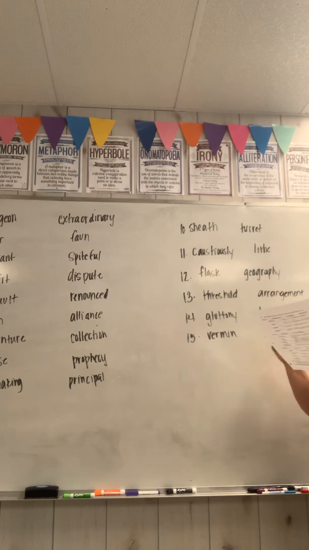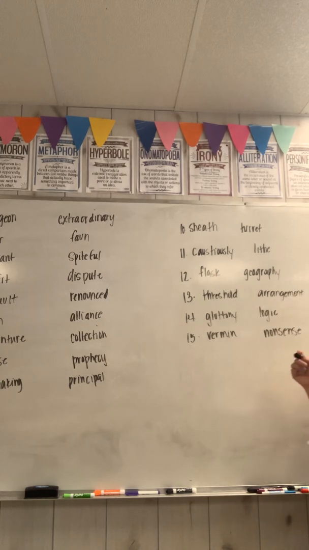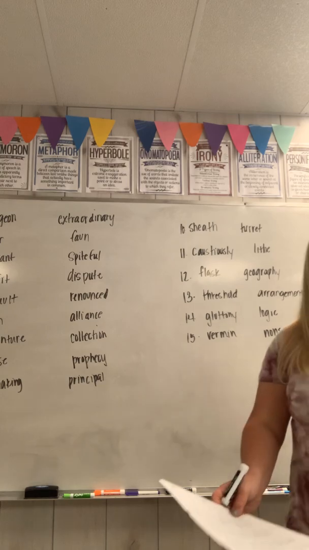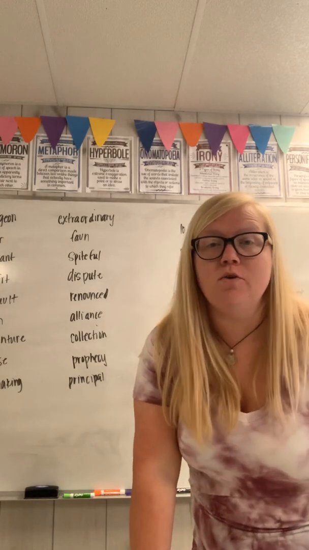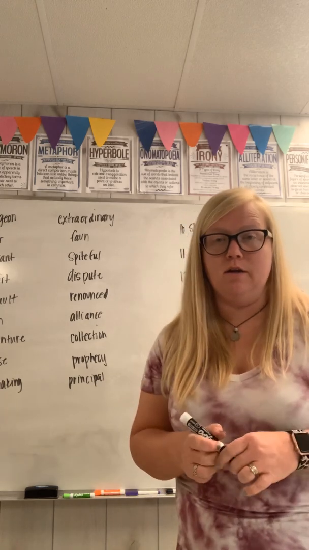14, greed is to gluttony, as sensible is to logic. And 15, pest is to vermin, as idiot is to nonsense. Okay, so hopefully going over these analogies let you see how the words had similarities in them and how they were comparing to one another.